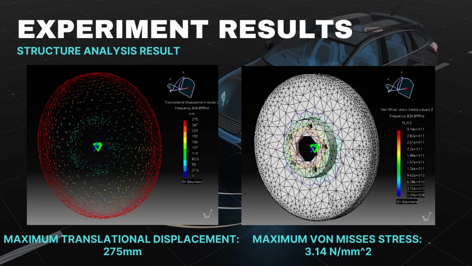Next, experiment result. Here we can have the structural analysis result from the experiment. The maximum translational displacement only reached 275 mm. In terms of von Mises stress, the maximum von Mises stress is 3.14 Newton per millimeter square.